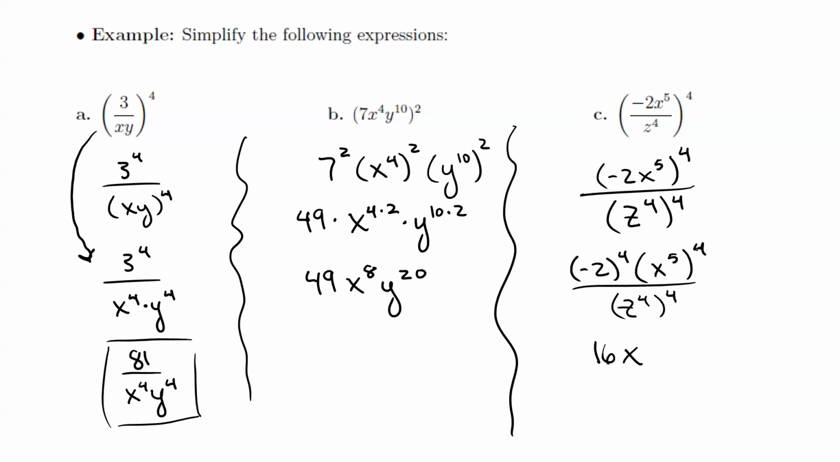And then use the power raised to a power means I am multiplying the exponents. So my final answer there would be 16 x to the 20th over c to the 16th.